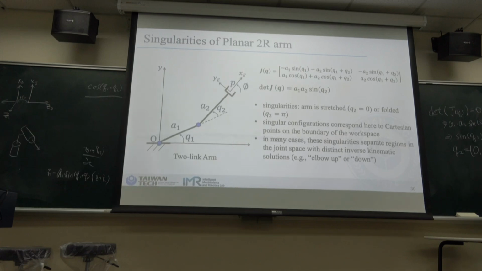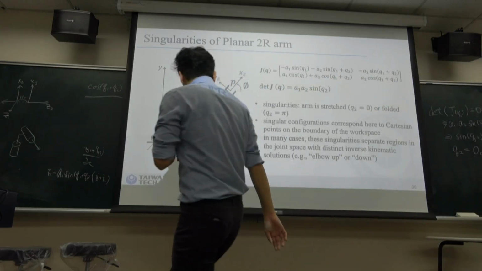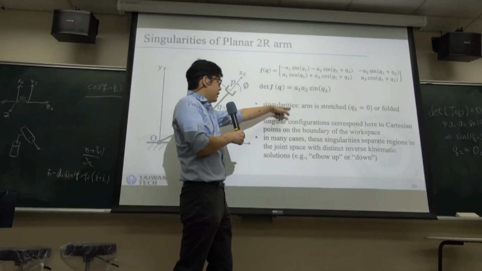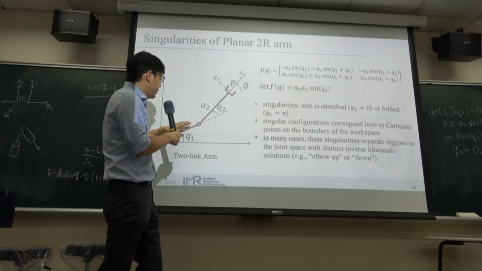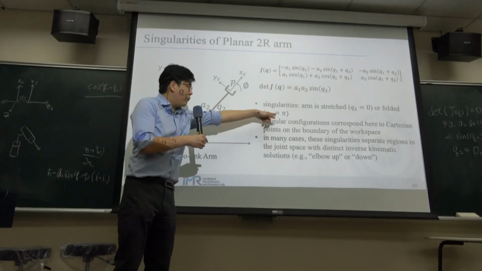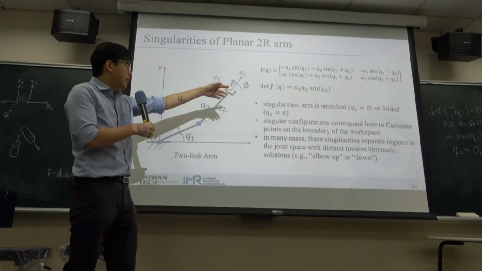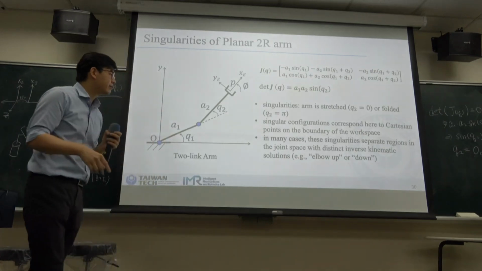So if q2 is equal to 0 or pi, then the robot will be in a singular configuration. Geometrically, q2 equal to 0 means it's stretched in a line. For pi, it's folded. So the singular configuration will occur in these two circumstances.